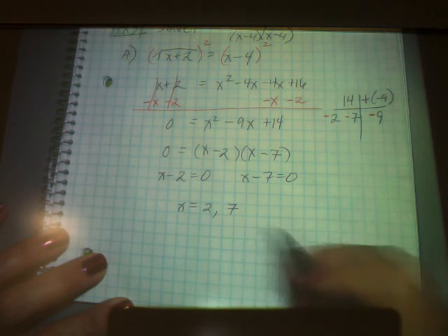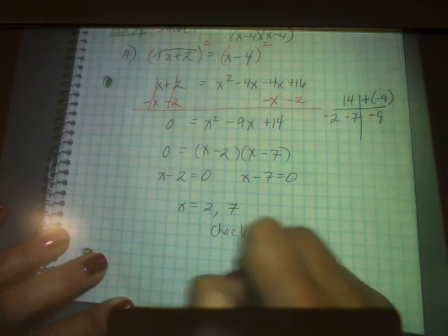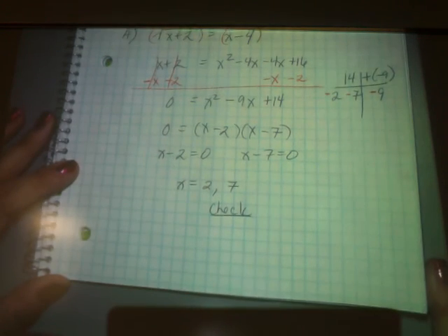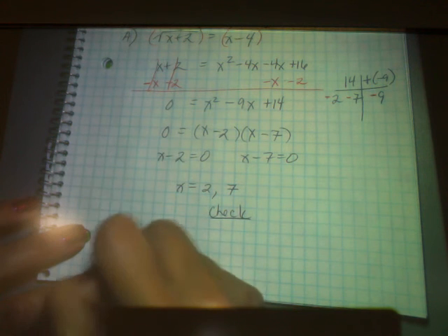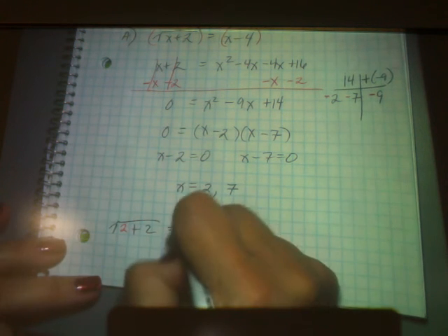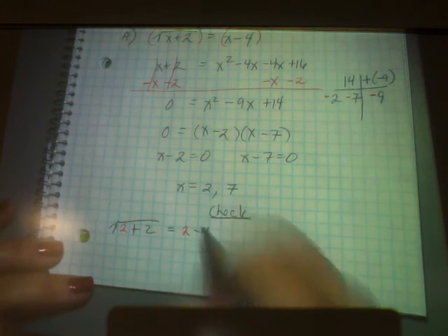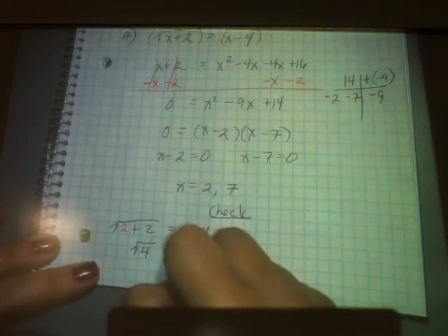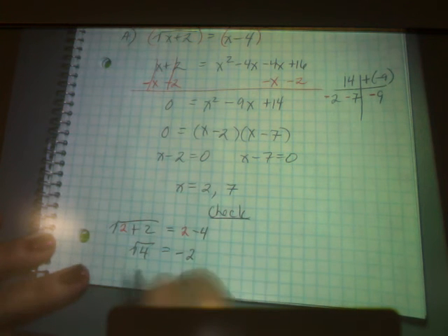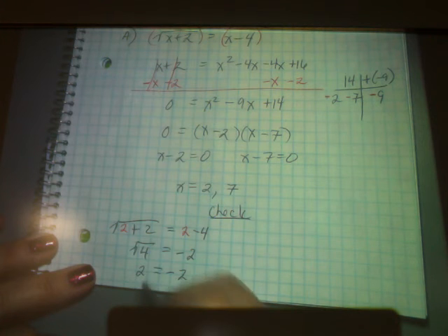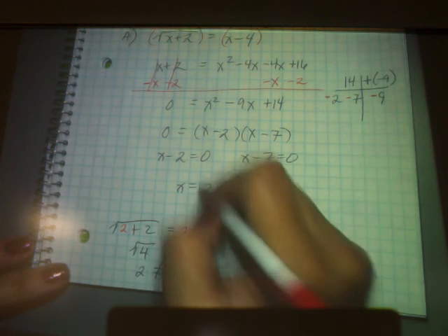So now you have to check both of those. So here's my check. So my original problem, I'm going to put in the positive 2 and see if that's equal to 2 minus 4. So 2 plus 2 is 4. 2 minus 4 is negative 2. The square root of 4 is 2. Does 2 equal negative 2? No. So I end up throwing out the 2.